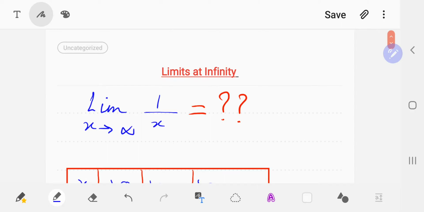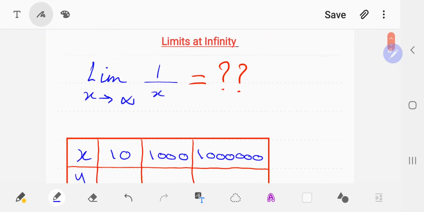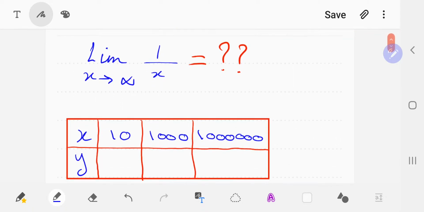Okay, guys, today we're going to talk about evaluating limits at x approaching infinity. What's the answer of that and how are we going to do it? The basic thing in evaluating limits is by using tables. So I'm going to choose values as x approaching infinity. Let's start by 10, 1,000, million, and so on.